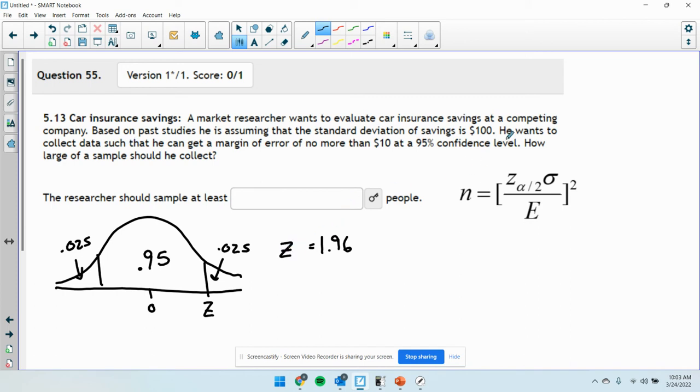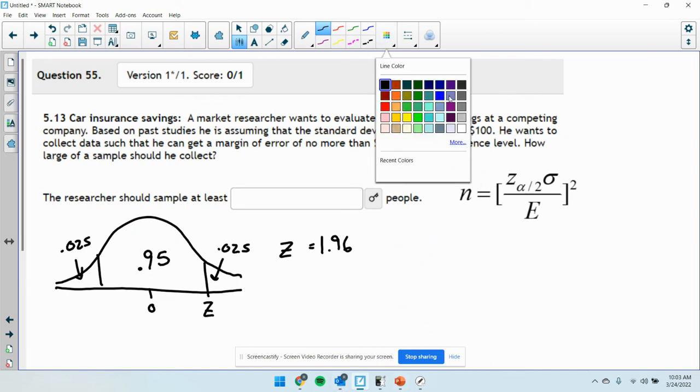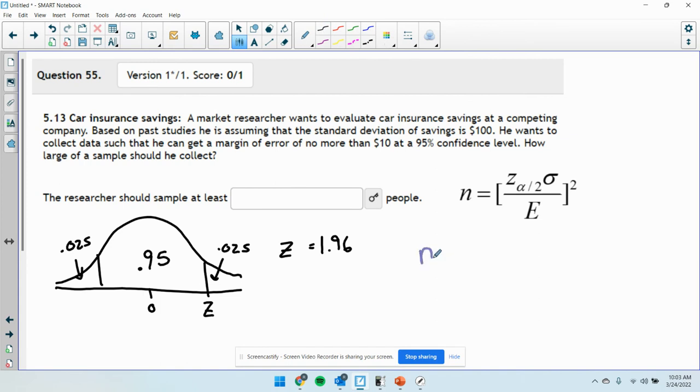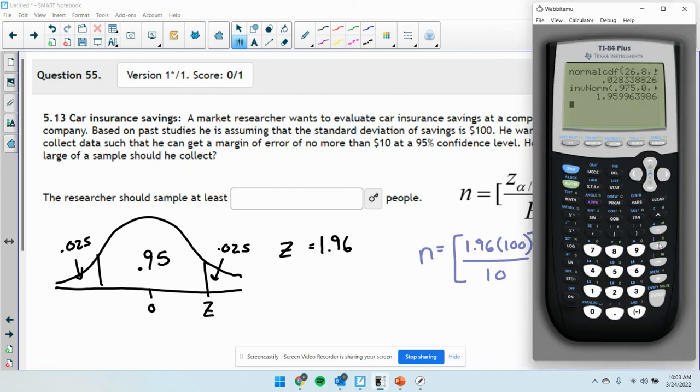Sigma is 100. Margin of error is 10. So I can just plug everything in. My n is going to be 1.96 times 100 divided by 10, that whole thing squared. So I'll just take that number times 100 divided by 10 and square that whole thing.